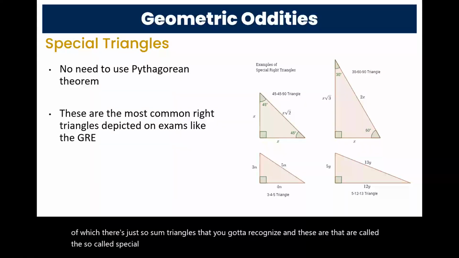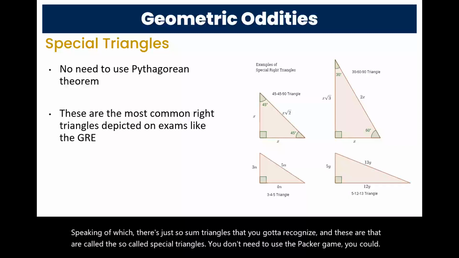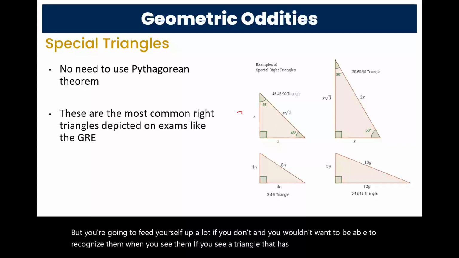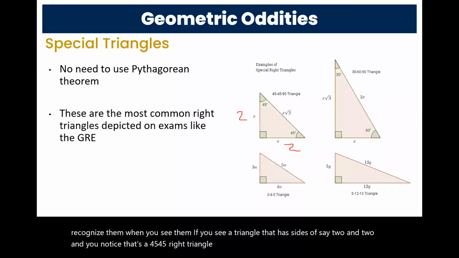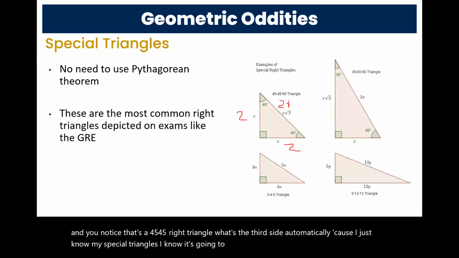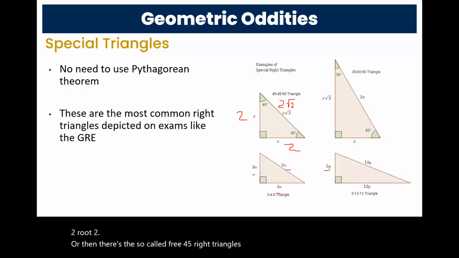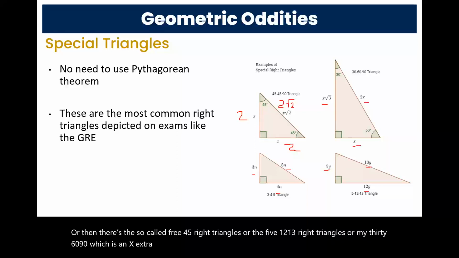You don't need to use the Pythagorean theorem. You could, but you're going to speed yourself up a lot if you don't. You want to be able to recognize them when you see them. If you see a triangle that has sides of, say, 2 and 2, and you notice that it's a 45-45 right triangle, what's the third side? Automatically, because I just know my special triangles, I know it's going to be 2 root 2. Or then there's the 3, 4, 5 right triangle, or the 5, 12, 13 right triangle, or my 30-60-90, which is an x, x root 3, 2x right triangle.